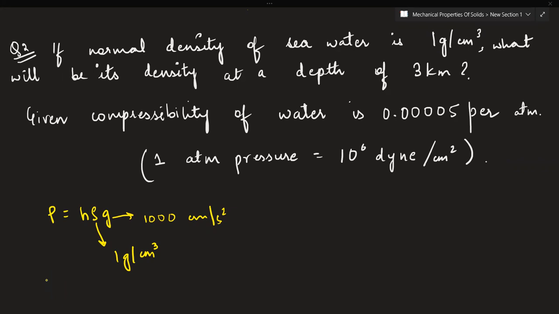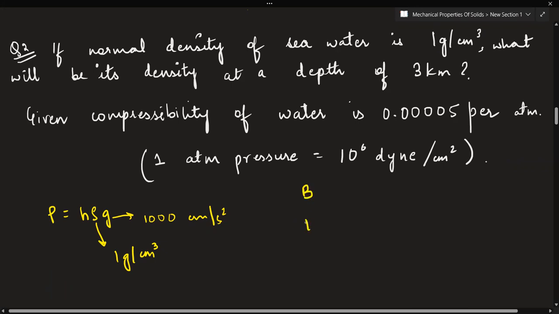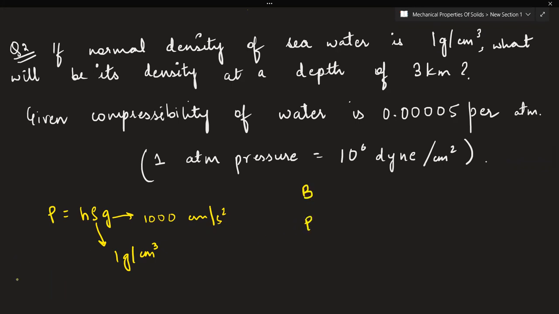See, at least calculate two things. Just tell me what the bulk modulus comes out to and what the pressure is. The rest I'll help you with then.